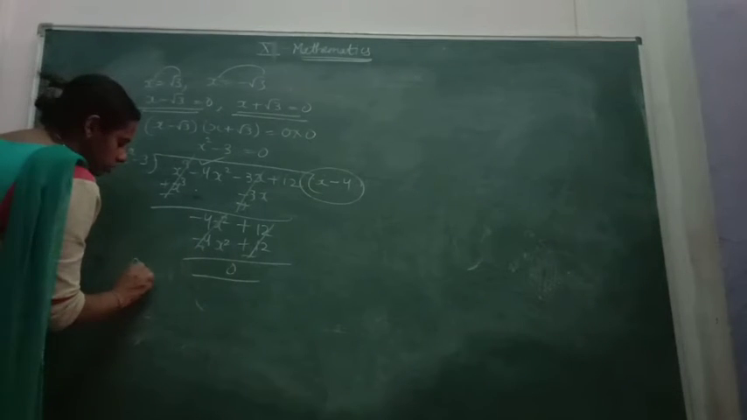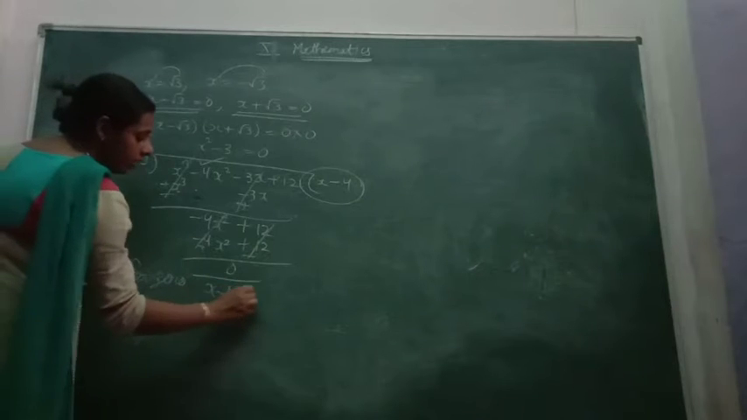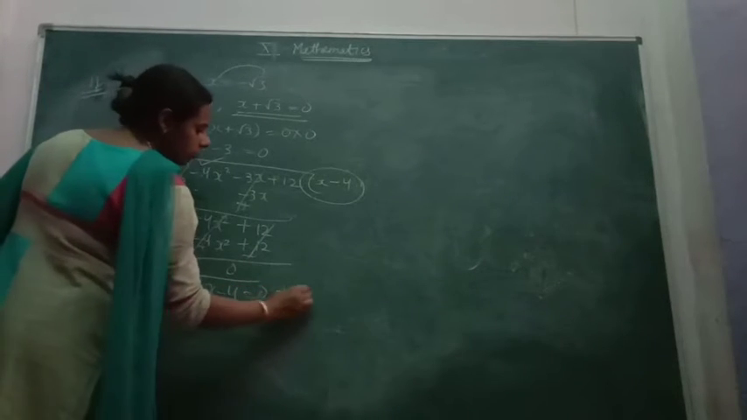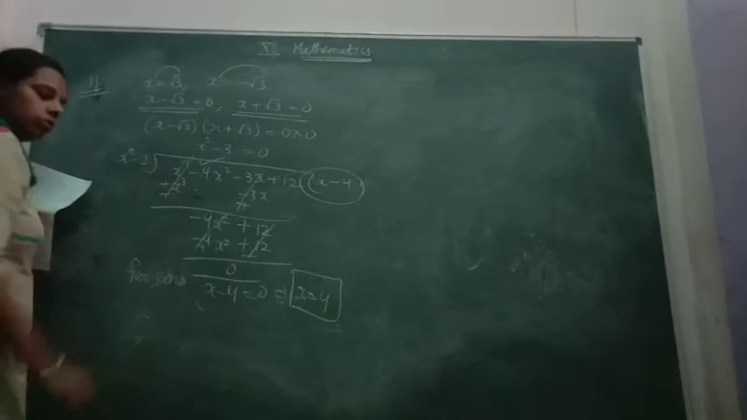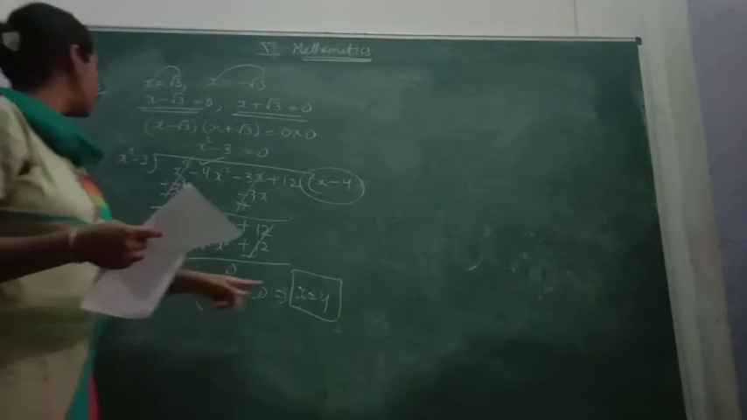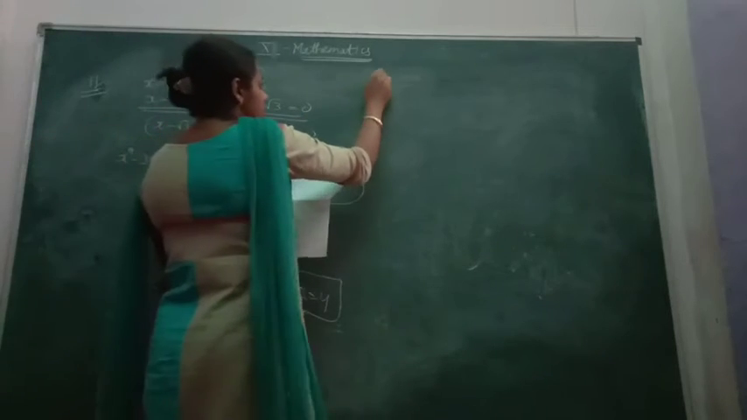So for finding the zero, you have to put this factor equal to 0, and x equal to 4 is the third zero of this cubic polynomial. This is the answer. Come to question number 13.